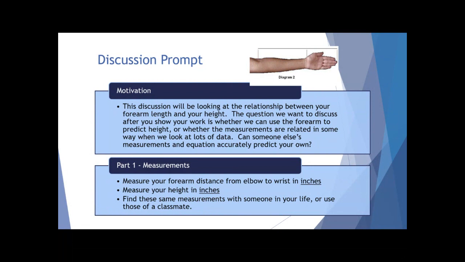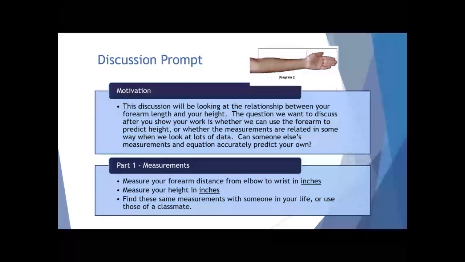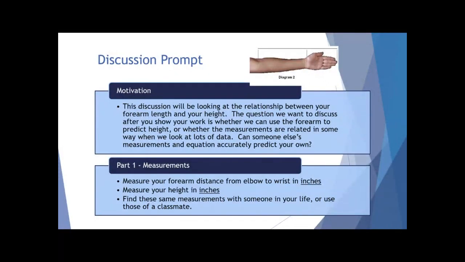So for our discussion, we're going to be looking at the relationship between our forearm, and the forearm is this distance from your wrist to basically the inside of your elbow. So what I have, this is your forearm. So we're going to be looking at the relationship between your forearm and how long that is and how high you are. There is a relationship with your wingspan, as they call it basically.